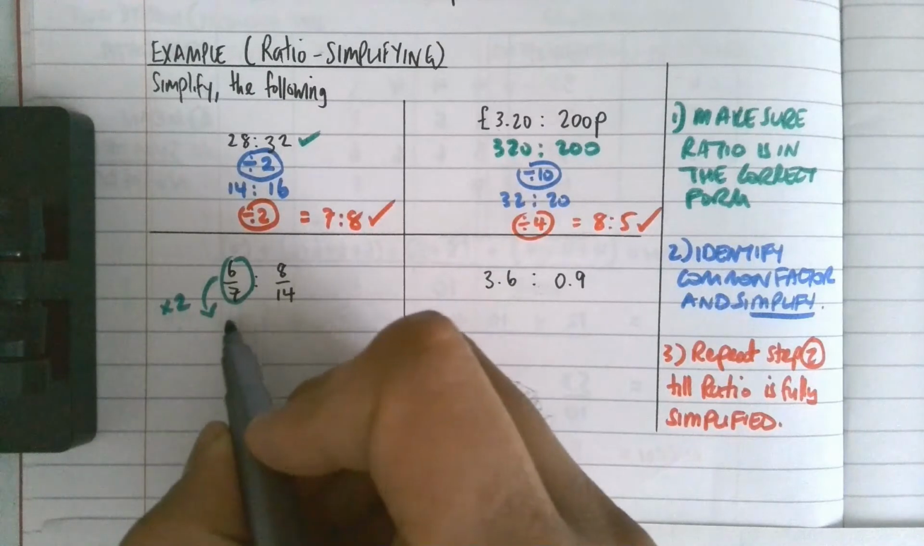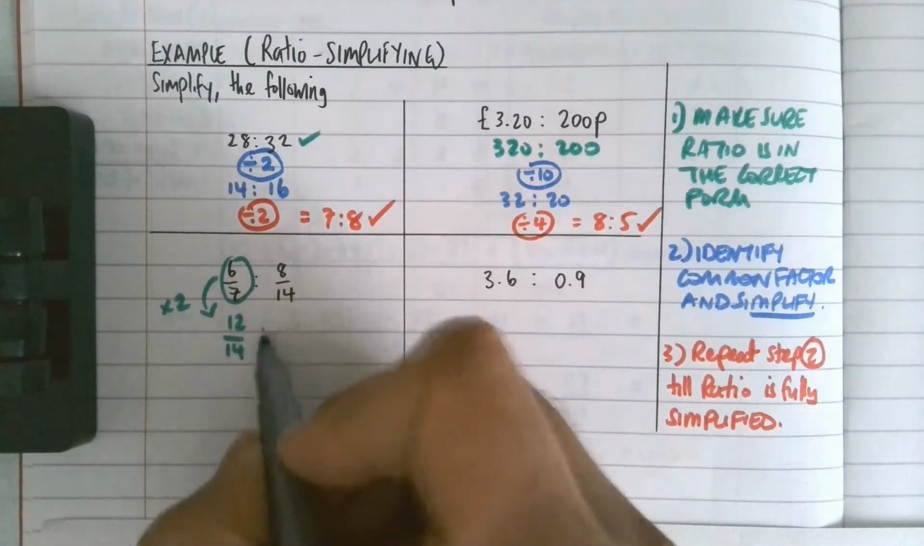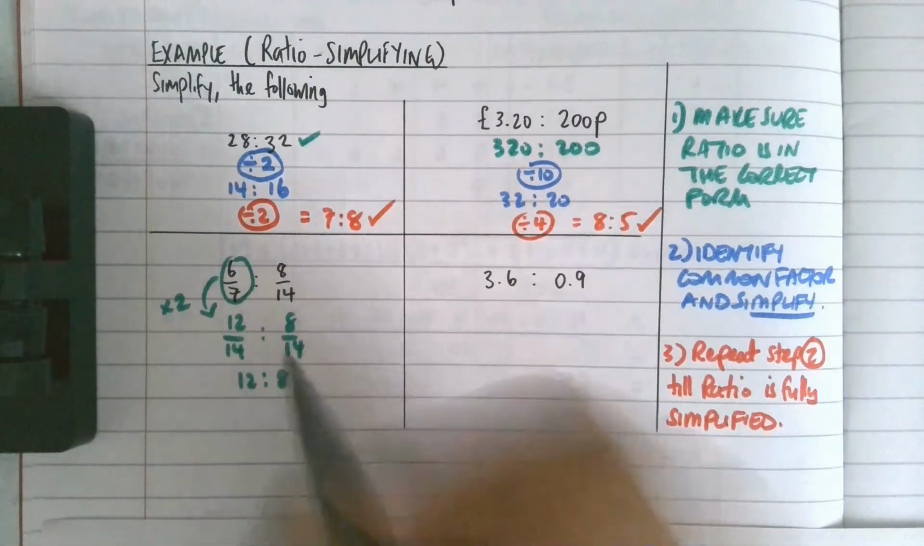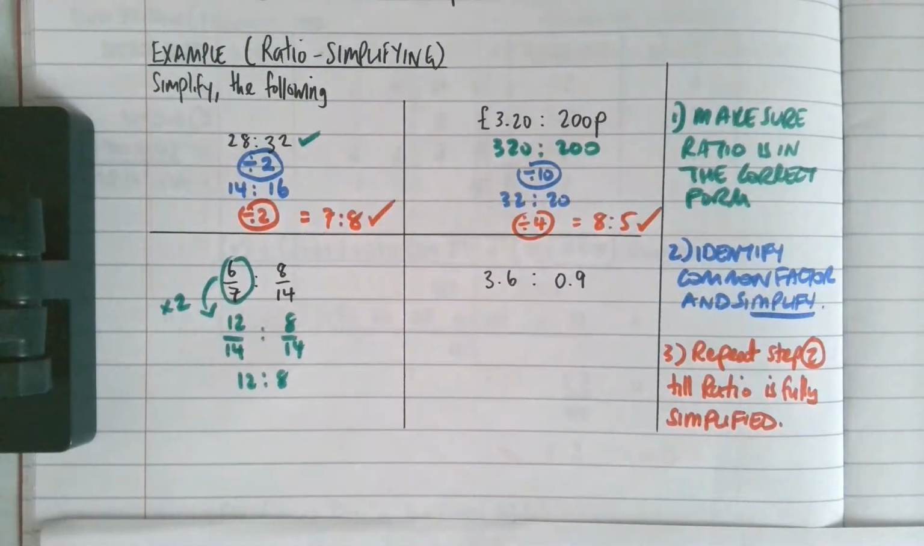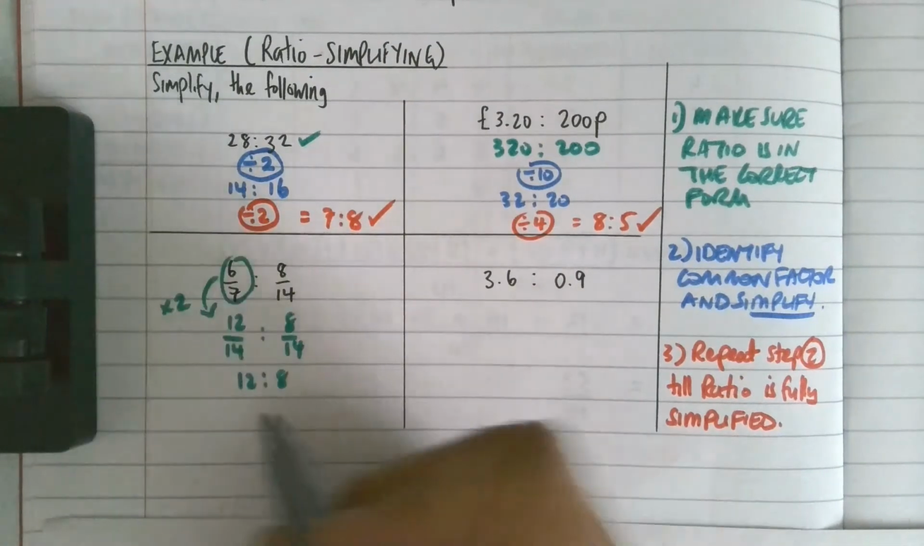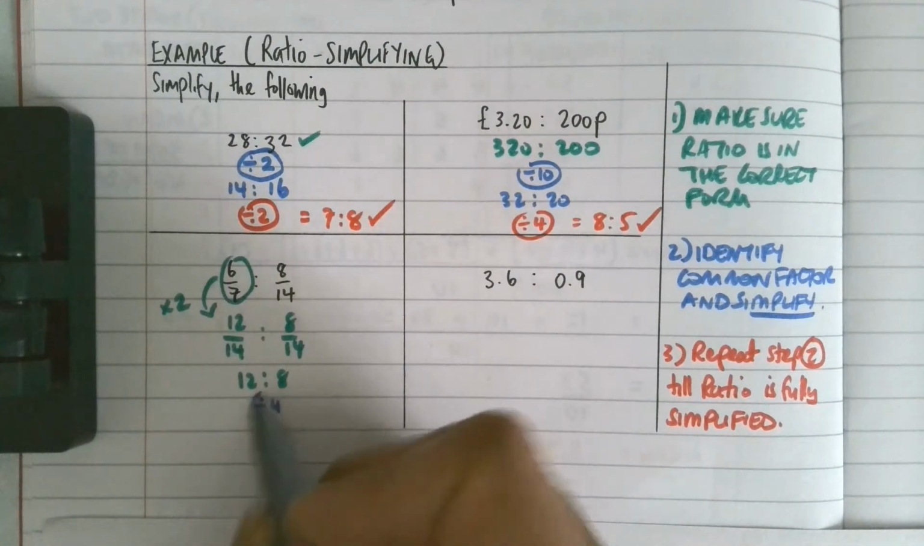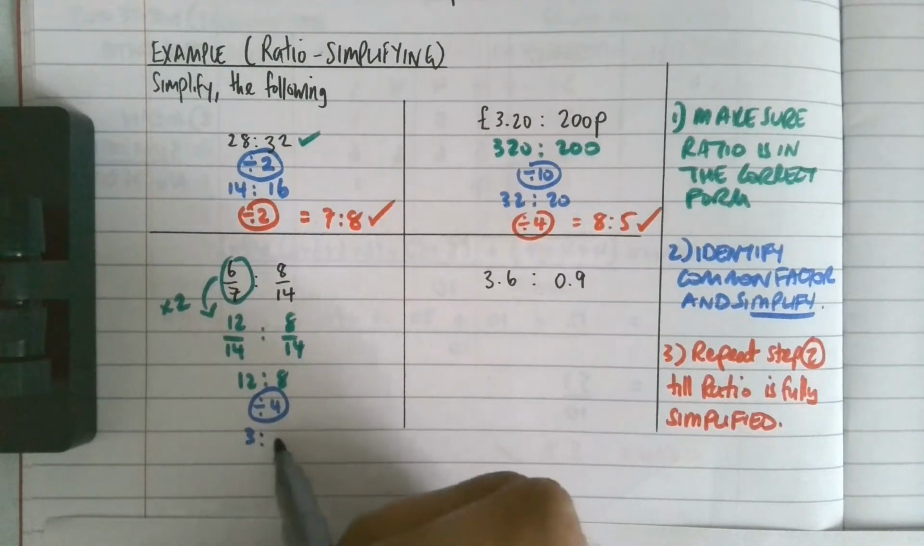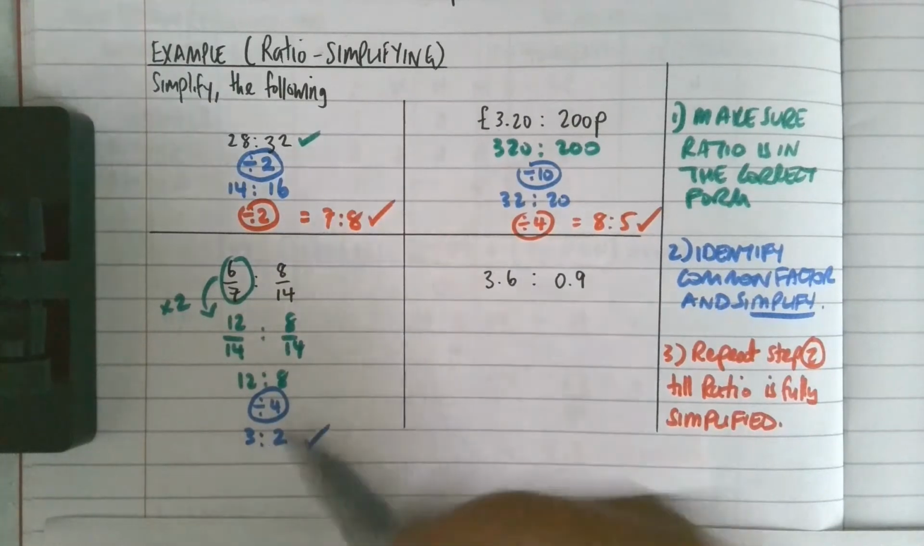For the one with the fractions in it, we have to make the denominators the same, so we're going to scale up one of the fractions, or maybe both, till the denominators are the same. So we get 12 over 14 because we scale up 6 over 7, so now the denominators are the same. We can drop the denominator and write that fraction as 12 to 8. We then identify the common factor and we simplify, and it simplifies nicely, 3 to 2.